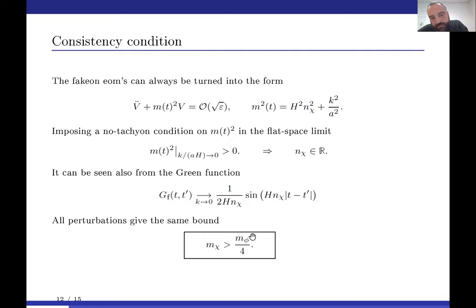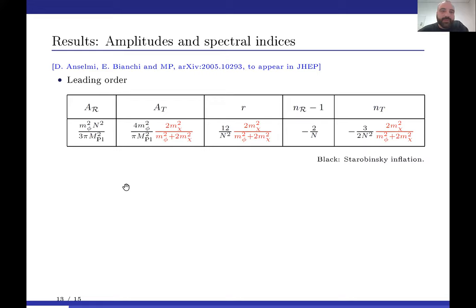So putting it all together, then I'm finished. The leading order, I repeat what I showed you in the beginning. This is the result at leading order. The scalar parts are unmodified at this order. The tensor parts are all modified by this factor, which contains the mass of the Fakeon. At this order this relation is still valid, which is usually true for single field inflation.